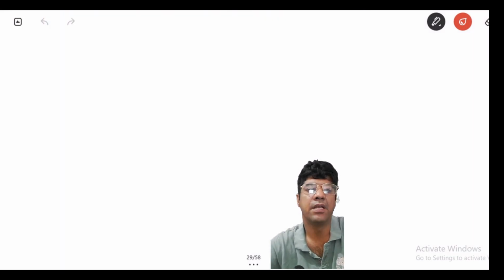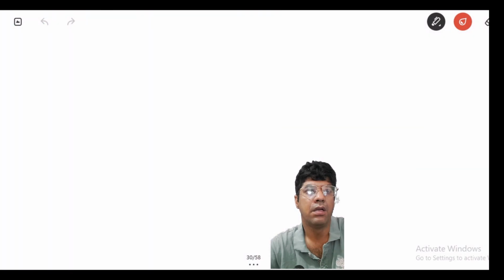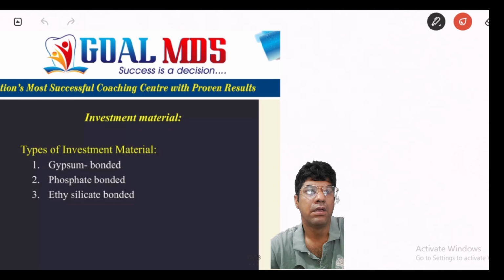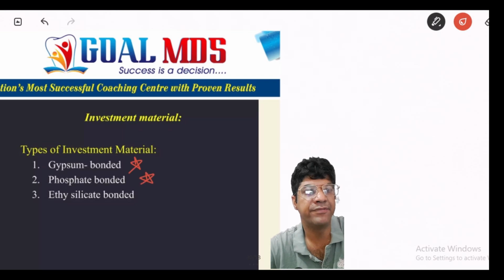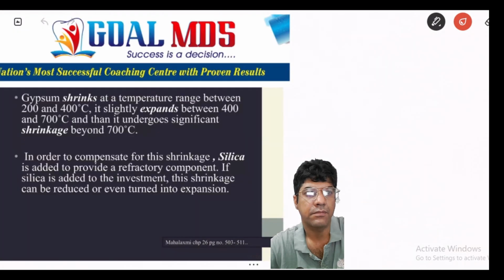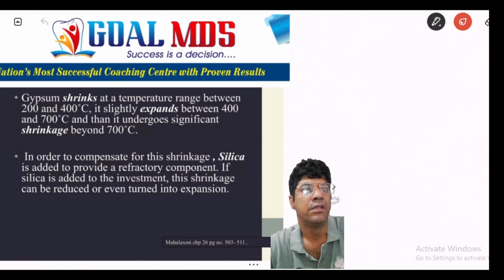Now let us discuss the various investment materials. One can use gypsum bonded, phosphate bonded, or ethyl silicate material. Gypsum shrinks at temperatures between 200 and 400 degrees Celsius. It slightly expands between 400 and 700 degrees Celsius, and then it undergoes significant shrinkage.